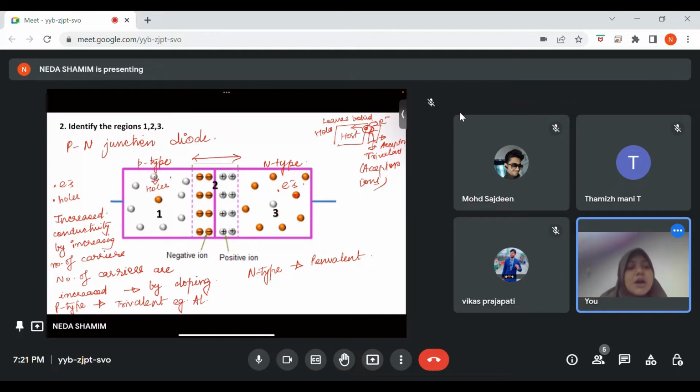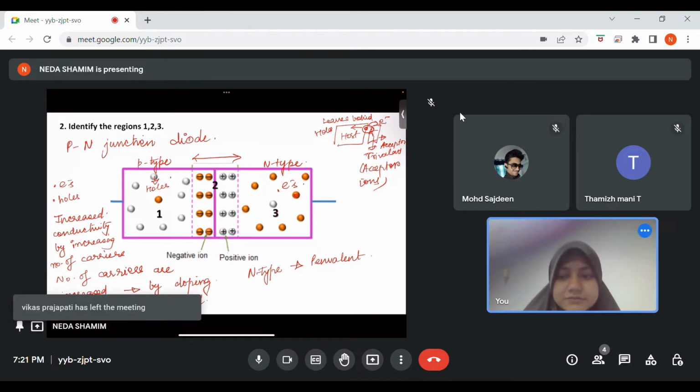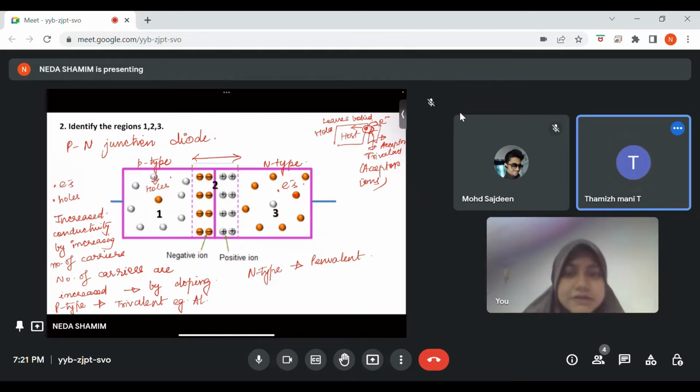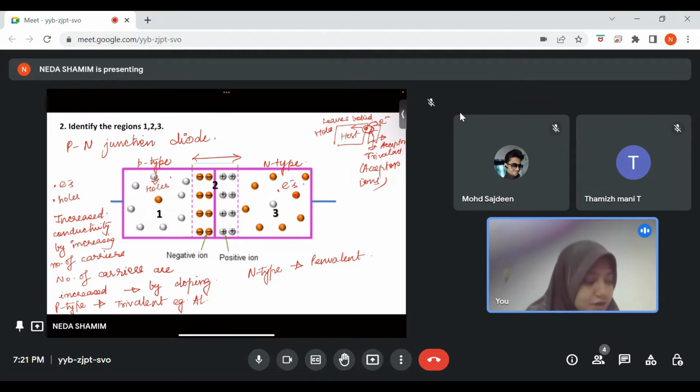So what will happen when you have a gradient? Can someone tell me? Movement of charges. Yes, movement of holes and electrons. So there is a concentration gradient of charges. If there are more holes over here and more electrons over here, electrons from here will move from higher concentration to lower concentration. Holes from here will move from p-type to n-type.